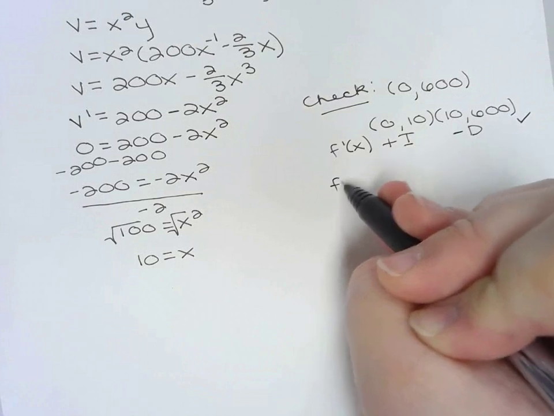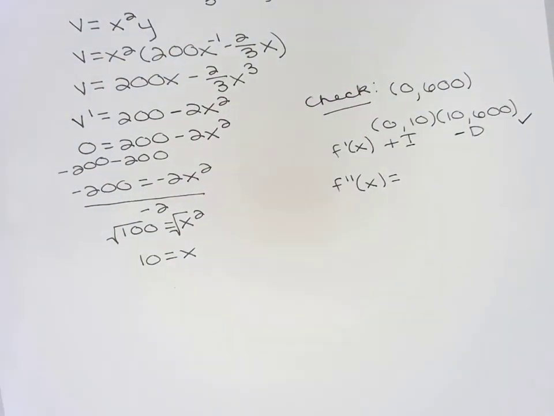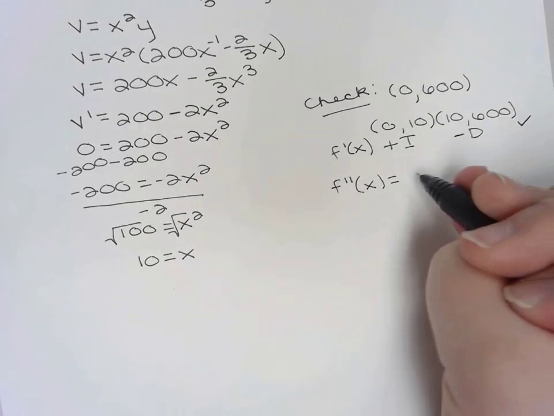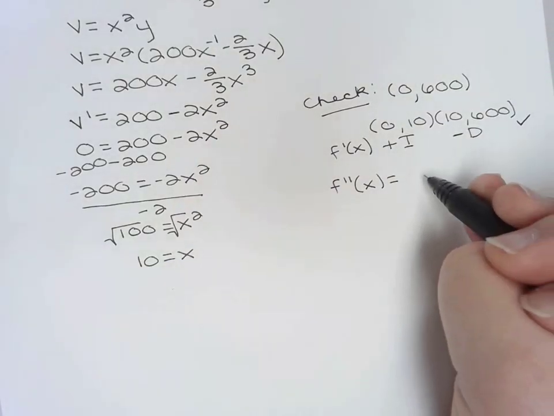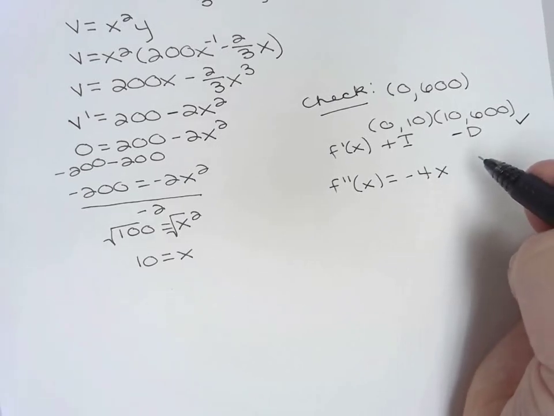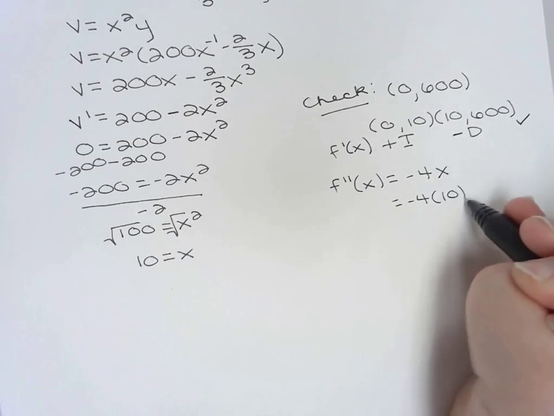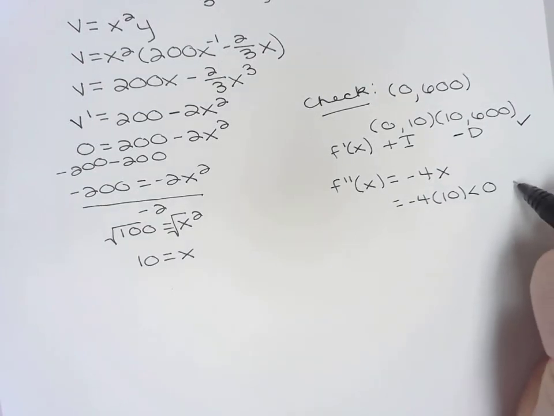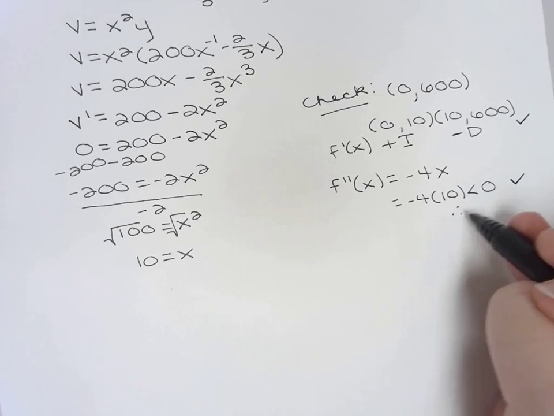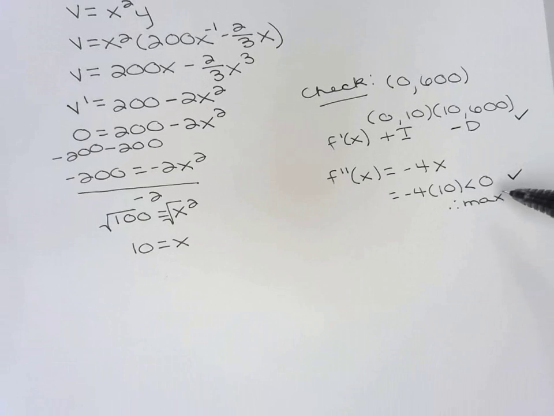Second derivative test. Take the second derivative, plug in your critical point. So if your second derivative, when you plug in your critical point, is positive, it's a minimum. If it's negative, it's a maximum. Second derivative will be negative 4x. I like the second derivative test if it's easy to take the second derivative. This one is. Plug in 10. That is less than 0. So we have a max. Therefore, max. Those little 3 dots mean therefore. So since it's less than 0, therefore it's a max.